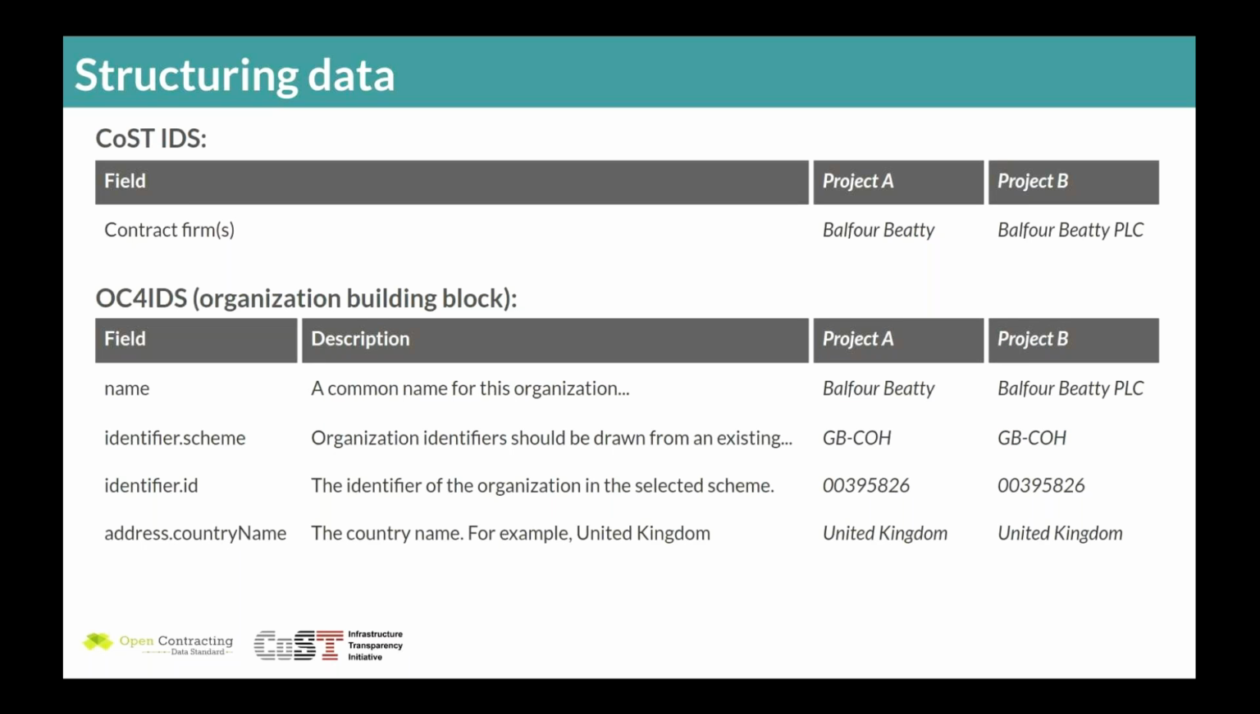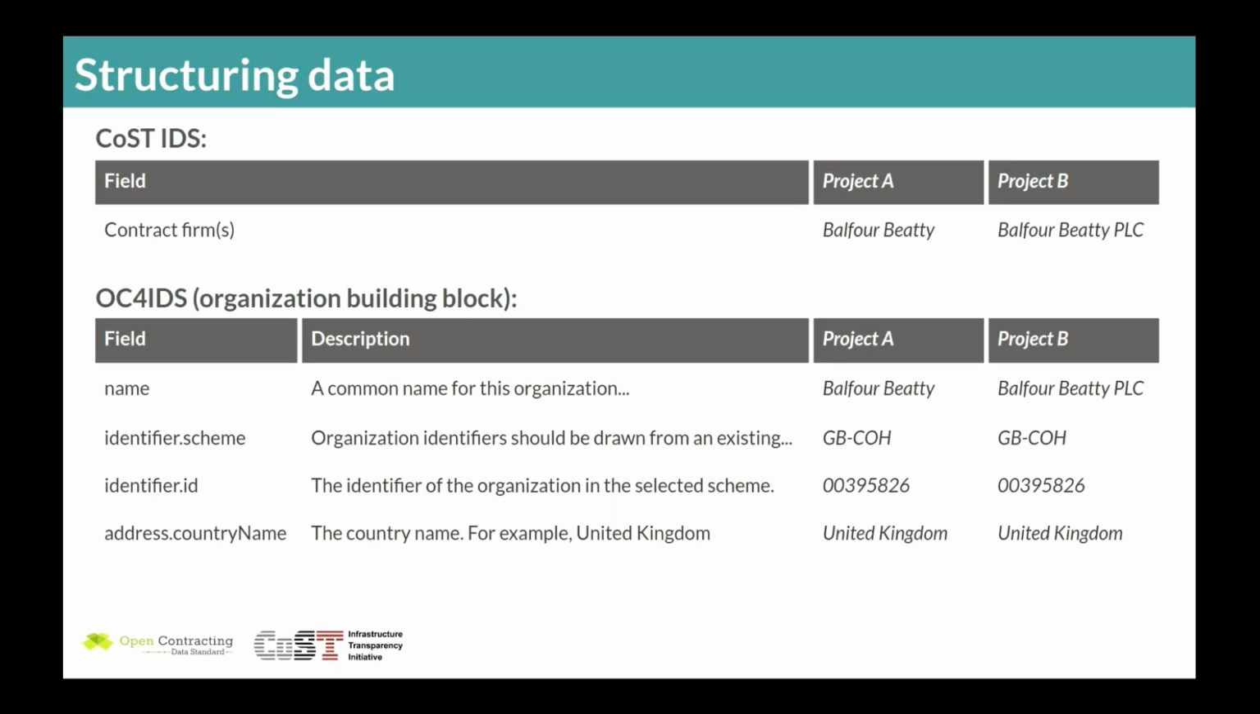So we've populated some of this information with an example from the UK. Because CoST IDS isn't specific about exactly what information should be provided about the contract firms, nor about how it might be structured or formatted, it can be really problematic for users. If they're trying to understand perhaps how many projects a particular organisation is involved in, or which supplier won the most contracts, they might need to extract company names from a block of text, and there might be different spellings or different abbreviations of company names.